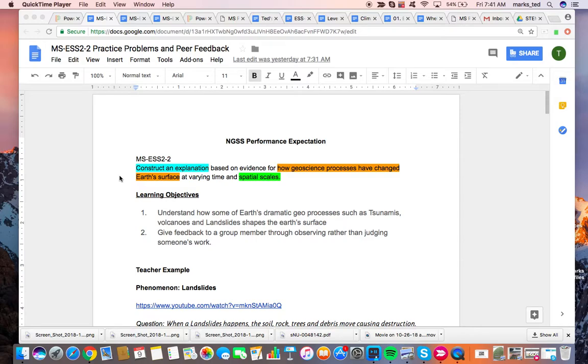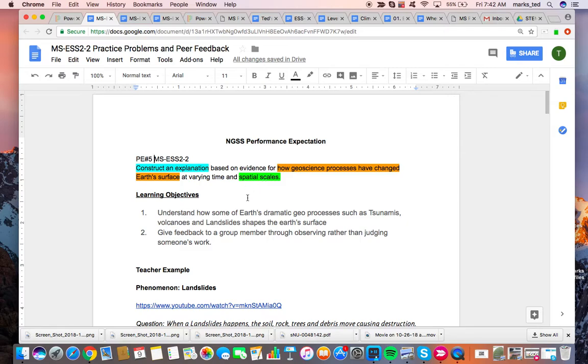Grade 7, I'm going to introduce to you the final learning target for Performance Expectation 5. This is what you'll do today, Friday, November 9th, and it's all based around PE number 5, MS ESS2. It says, construct an explanation based on evidence for how geoscience processes have changed Earth's surface at varying time and spatial scales. So at different times and different sizes.